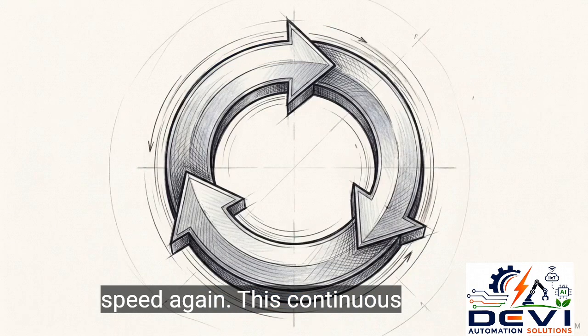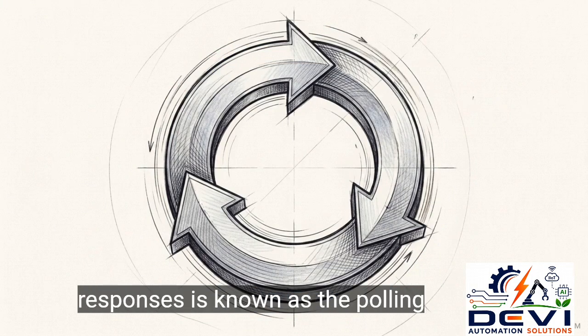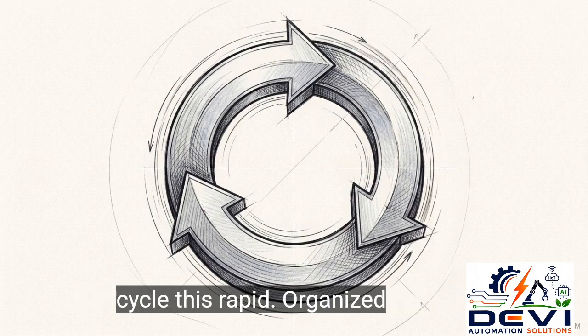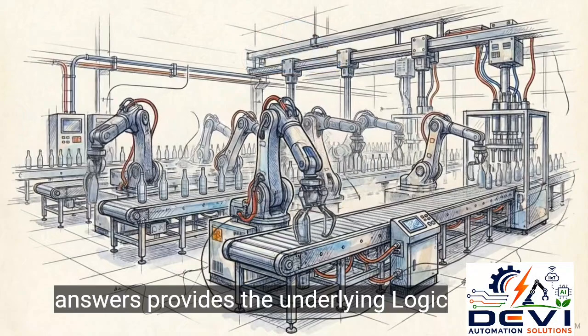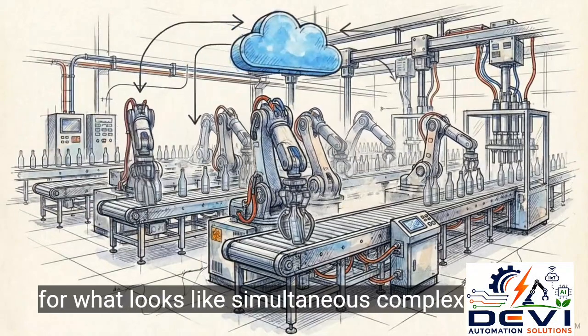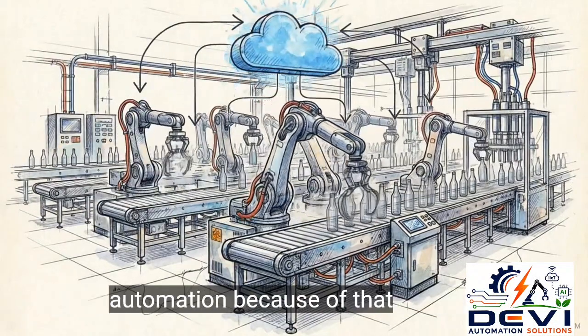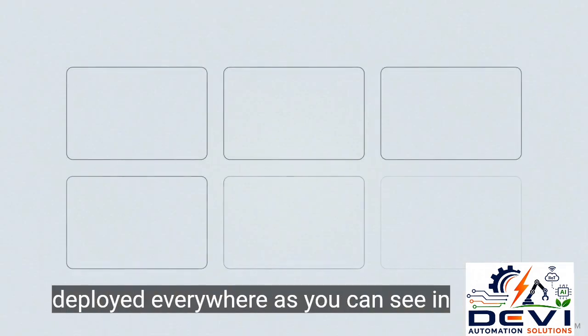This continuous, high-speed loop of queries and responses is known as the polling cycle. This rapid, organized sequence of individual questions and answers provides the underlying logic for what looks like simultaneous, complex automation. Because of that straightforward logic, Modbus is deployed everywhere.